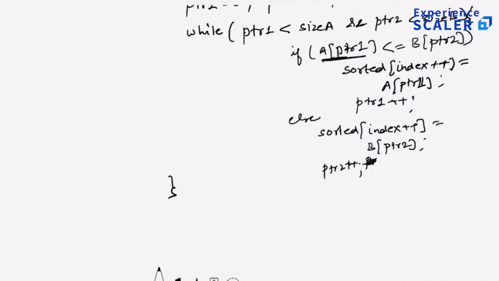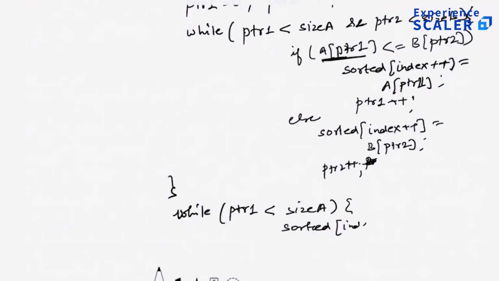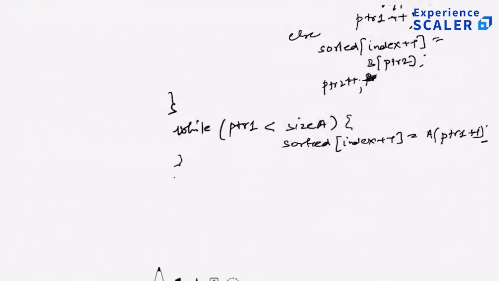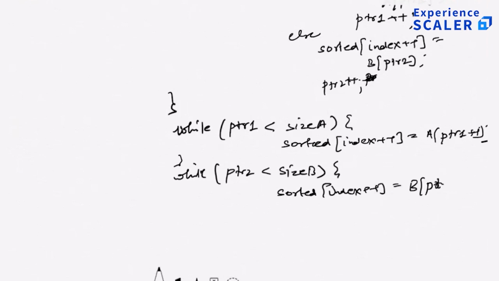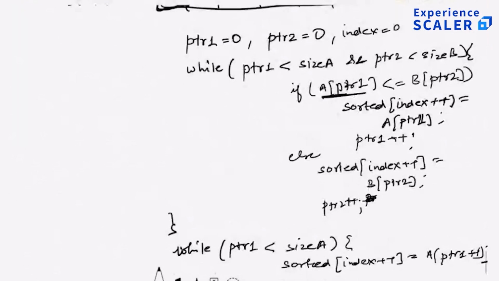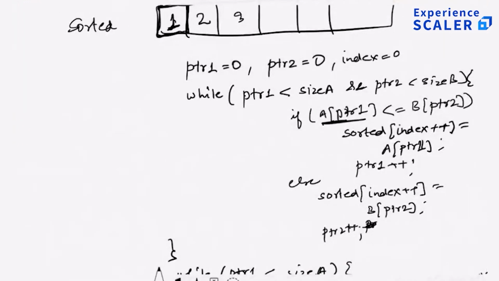Whichever pointer is not done, I just check while pointer 1 is less than size A, I just keep adding sorted of index plus plus is equal to A of pointer 1 plus plus. And very similarly, I do the same thing with pointer 2. While pointer 2 is less than size of B, same thing, sorted of index plus plus is equal to B of pointer 2 plus plus. Right. That will cause the merge to happen. Does this make sense? Right.